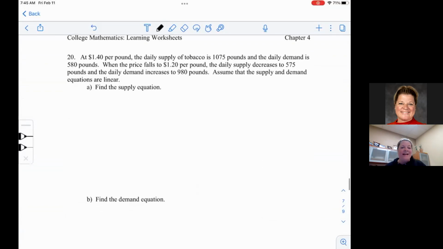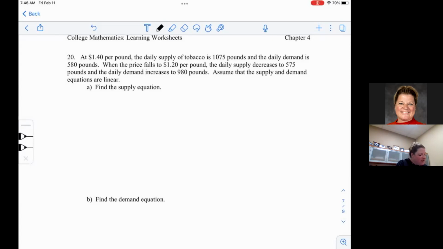So number 20. At $1.40 per pound, a daily supply of tobacco, I guess people still smoke tobacco, is 1,075 pounds, and the daily demand is 580 pounds. When the price falls to $1.20 per pound, the daily supply decreases to 575 pounds and the daily demand increases to 980. What is our supply equation?